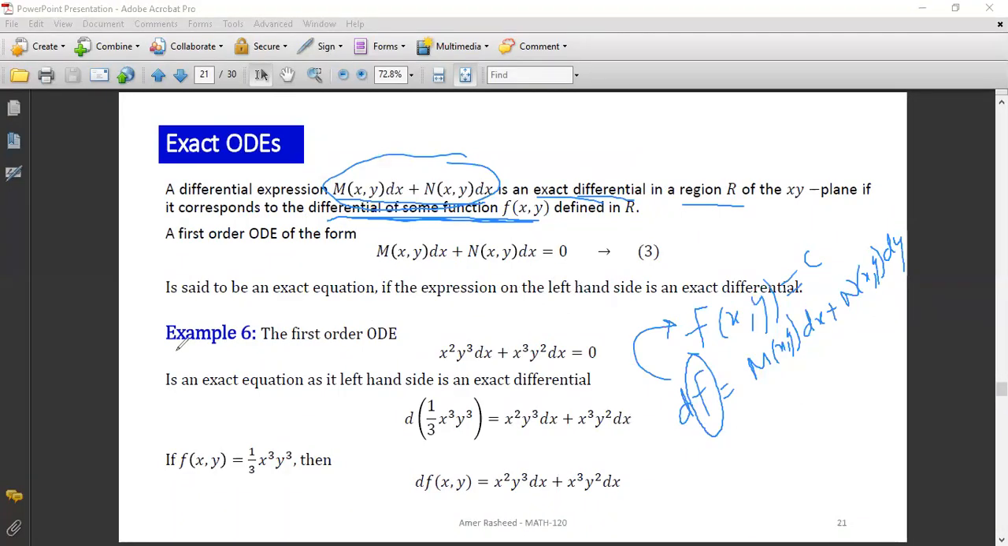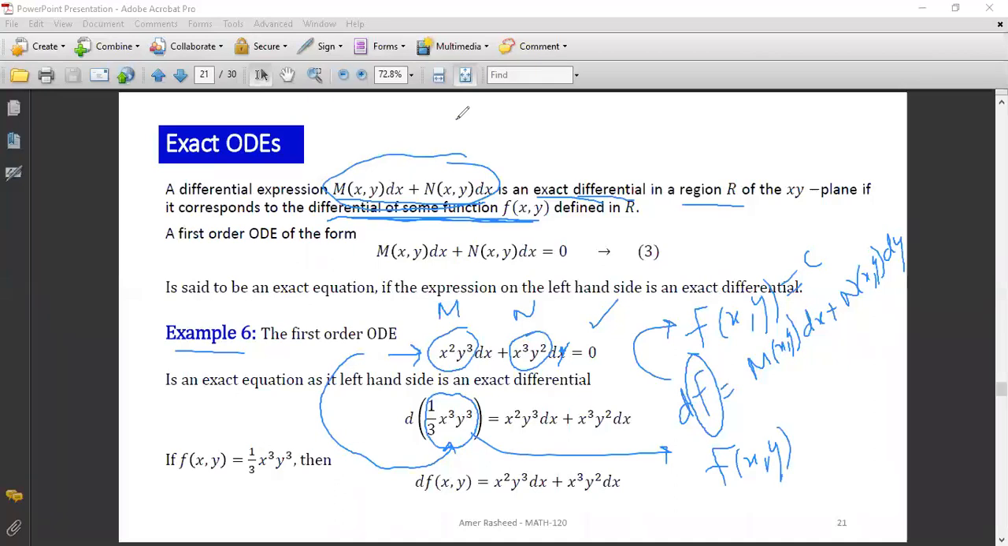Now, you can see in example 6 that if we have this kind of expression, this is your M, and this is your N. So it is M dx plus N dy. We must have dy here. It's a typo mistake. Now, if we have this differential expression, there exists a function, which you call f of x, y. F of x, y here is one third x cubed.